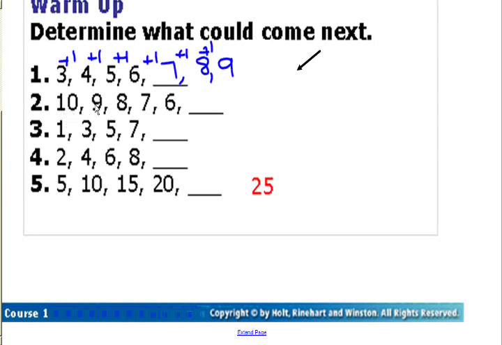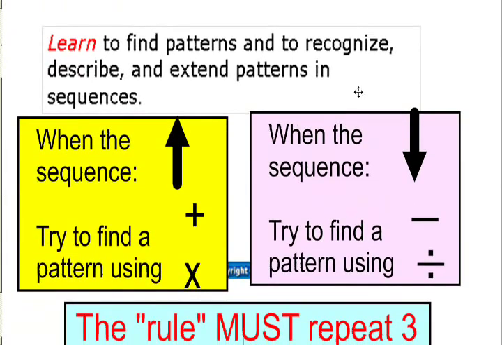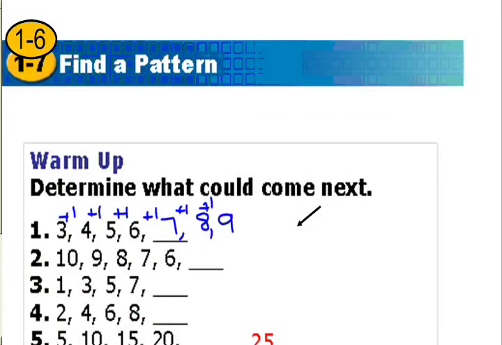From 10 down to 9, down to 8, we're decreasing, and what I'm going to remember is that when a sequence goes down, I'm going to look at subtraction or division. So let's look at subtraction. 10 down to 9 is minus 1. 9 down to 8, yep, minus 1. So it looks like my pattern is to subtract 1 from each term, and I'll have the next term.